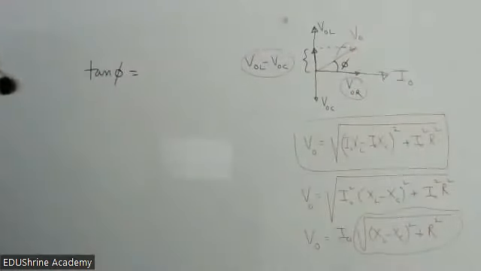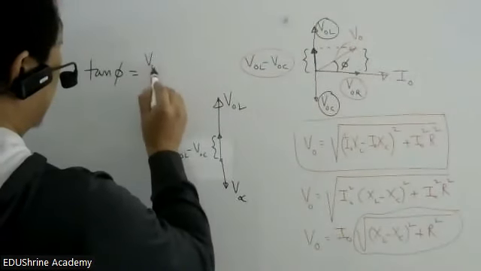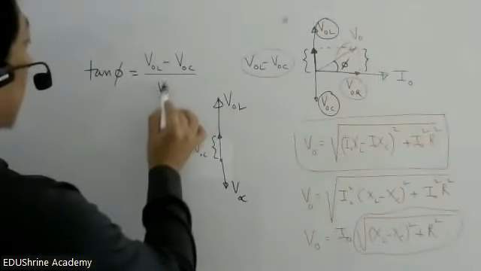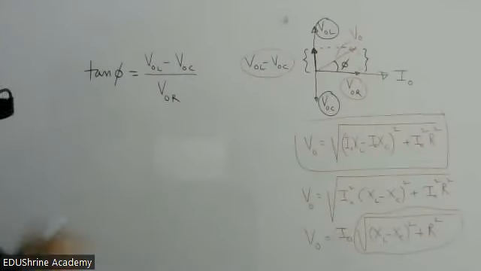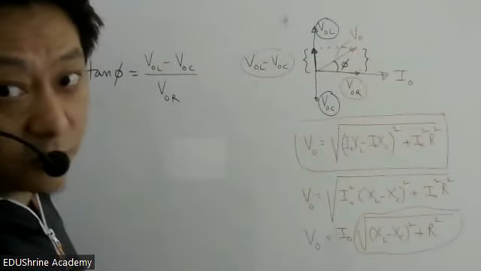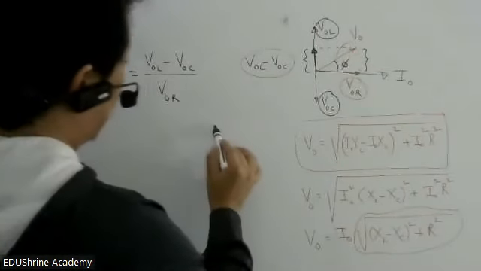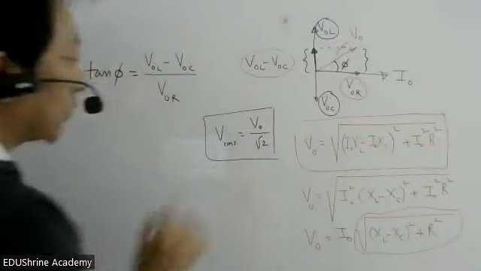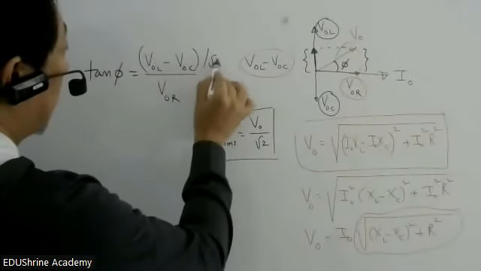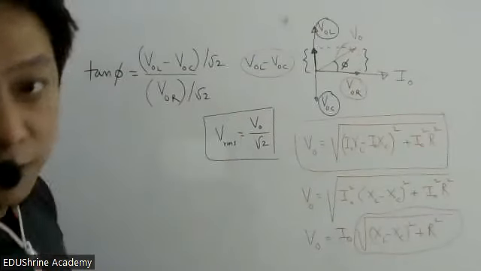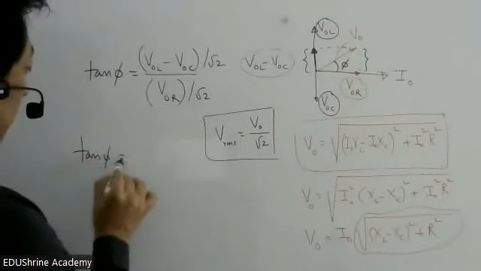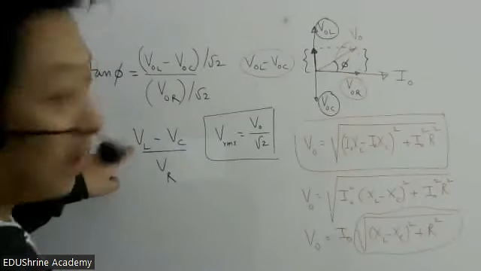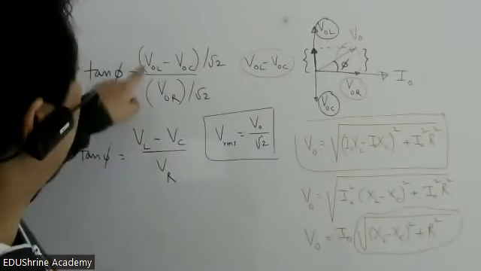Opposite side is what? Tell me quickly. So the opposite side is V0L minus V0C divided by, what is the adjacent side? V0R. Okay. By the way, the same formula can be written in terms of RMS values also. What is the relation? V RMS is V0 by root 2. So you can divide by root 2 here, then divide by root 2. Then you can also write tan phi as VL minus VC by VR. When I write VL like this, it means RMS voltage across the inductor, V0L by root 2.